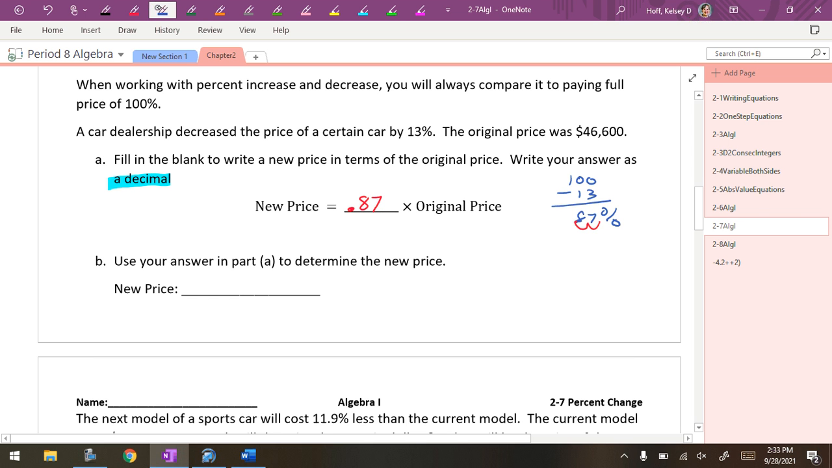So we don't know what the new price is, but we just said if we take 0.87 times the original, which was 46,600, we're going to get the new price of the car. 0.87 times 46,600 is 40,542. Is that what you got?